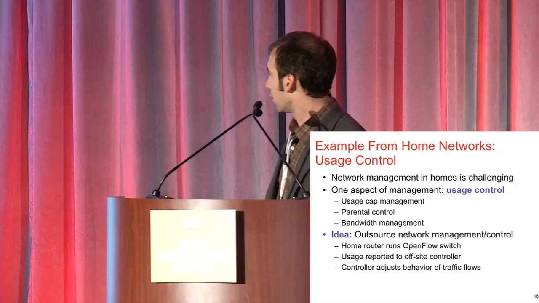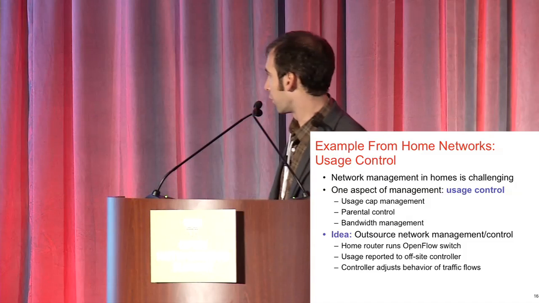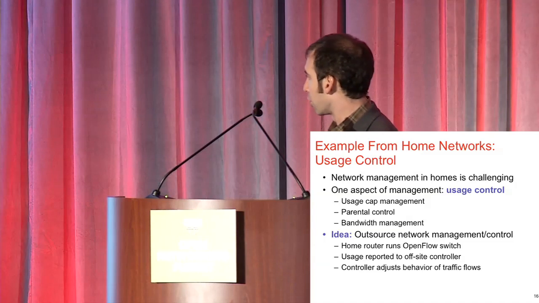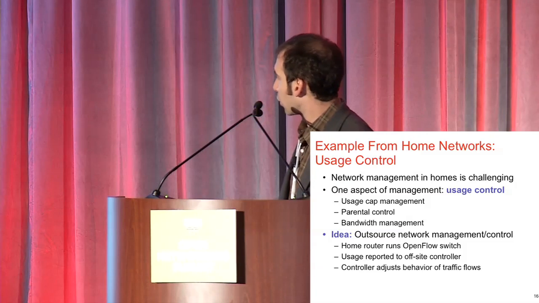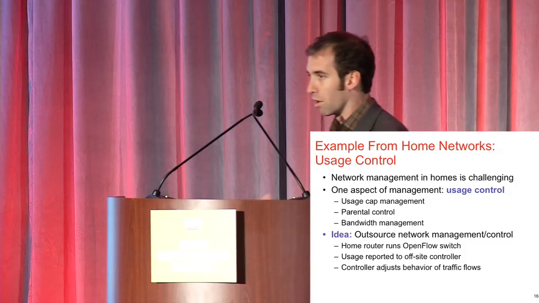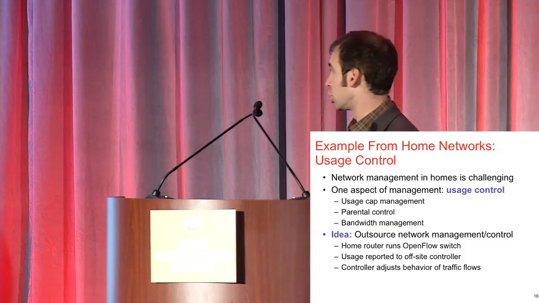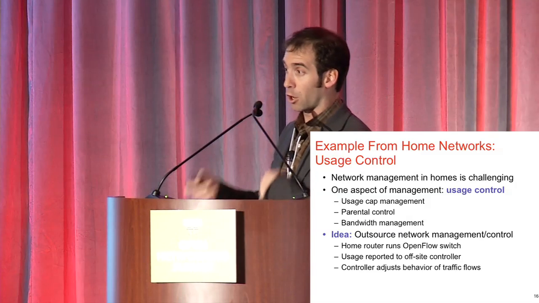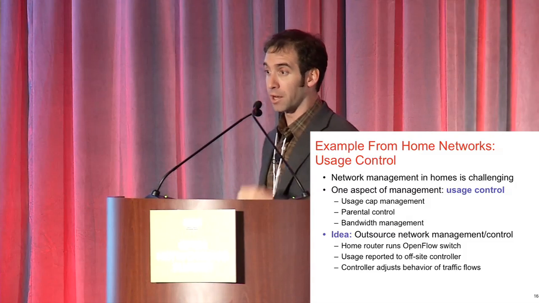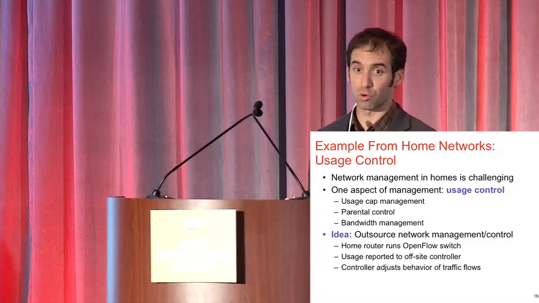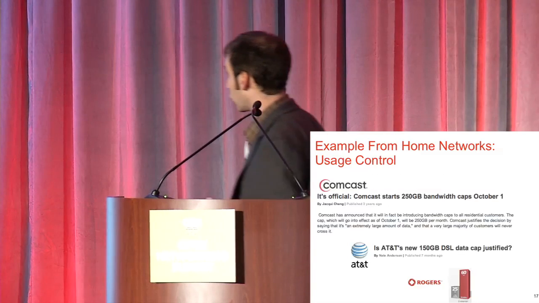So one idea here is, to the extent possible, can we outsource network management, or control of the network? In particular, let's have the home router run an OpenFlow-enabled switch. In the case of usage caps, let's have that switch report usage of various applications, users and devices to an offsite controller, and let's have the controller adjust the behavior of traffic depending on what events it sees. So again, this is the same problem as before. It's just that instead of the events being access control or authentication related, they're now related to history or usage. So we're going to use that history domain.